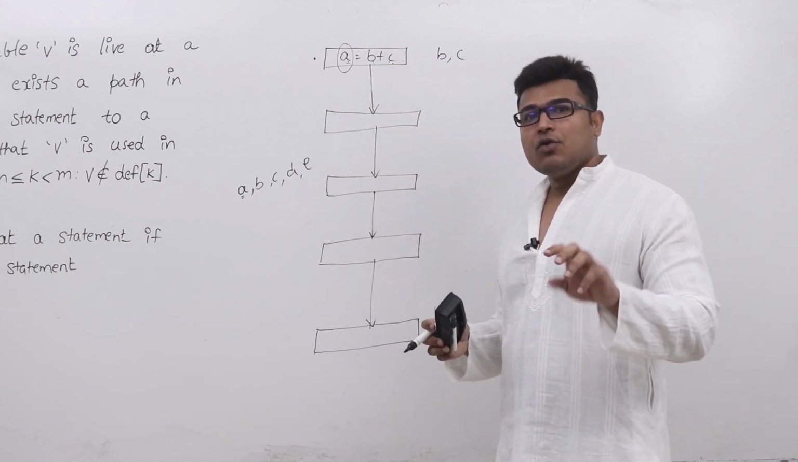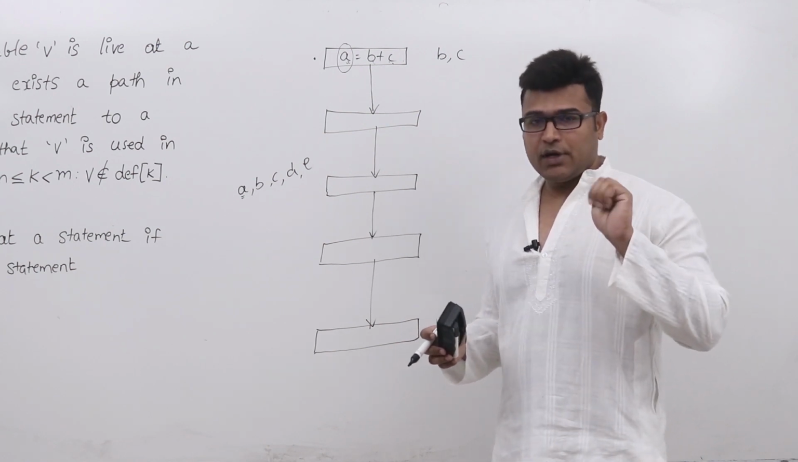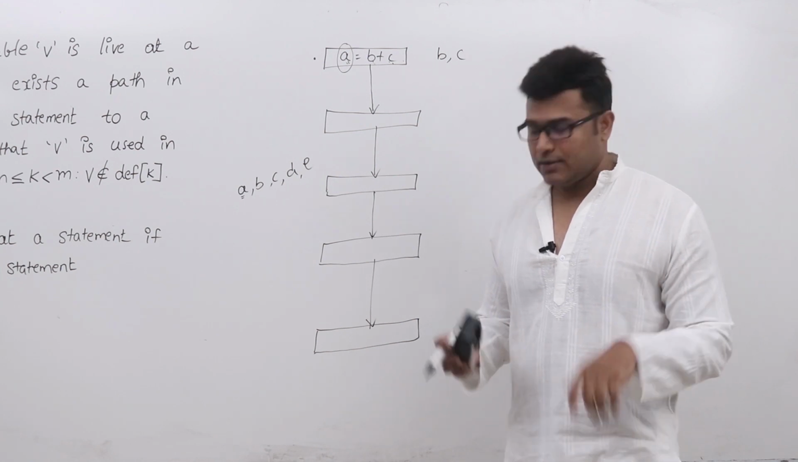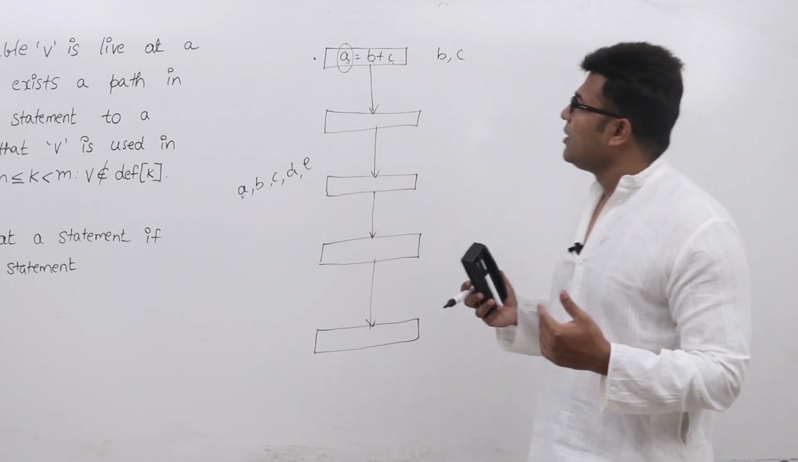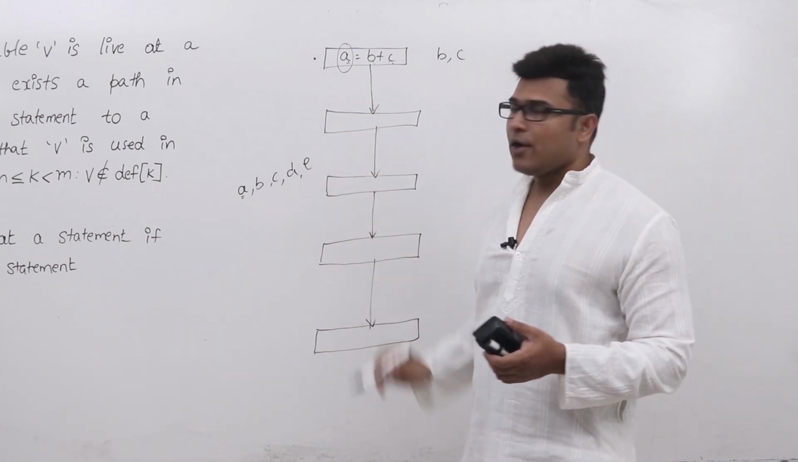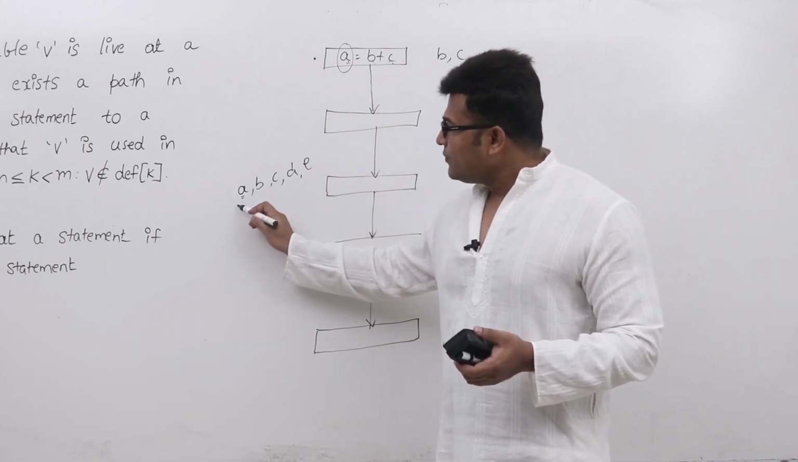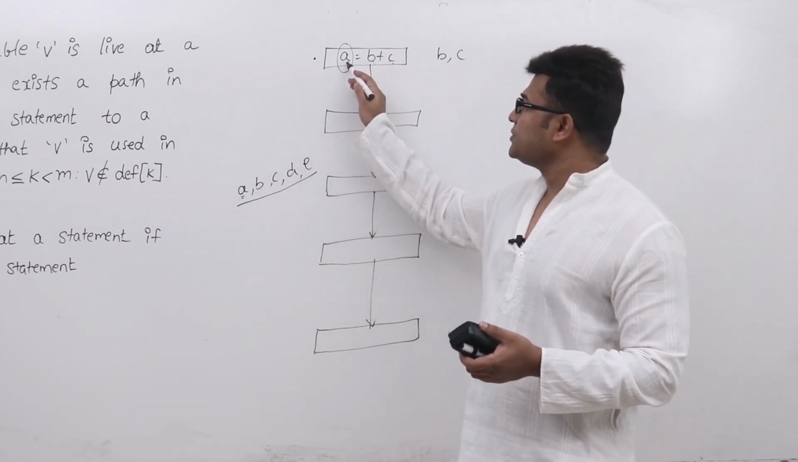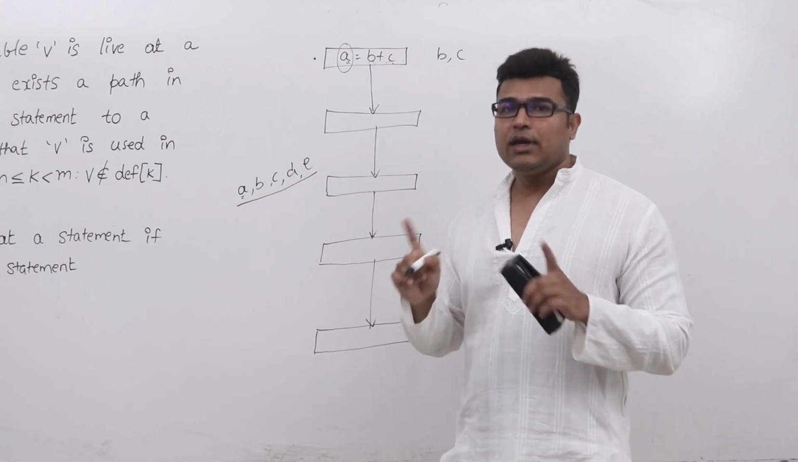Even though you have only A, B and C, only these three variables in this statement, you should not do only three variable analysis. You should do all the variable analysis. I am not able to make it clear. What I mean to say is, at every point you have to do the liveness analysis for all the variables, not just for the variables which are present in that particular line.